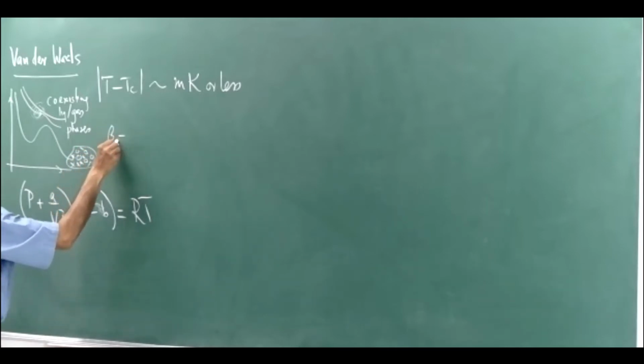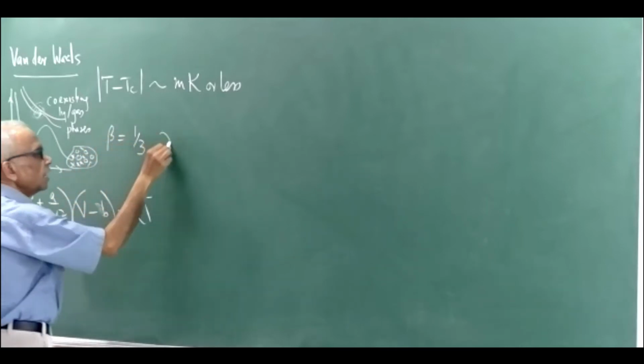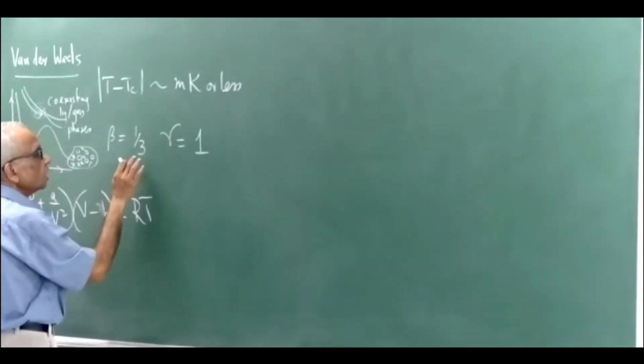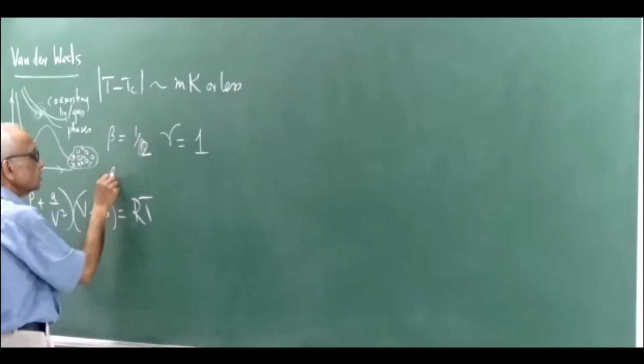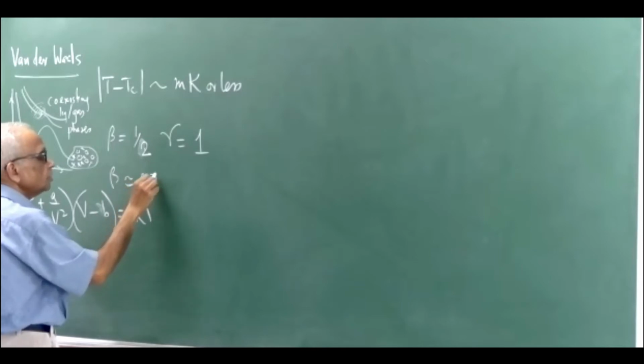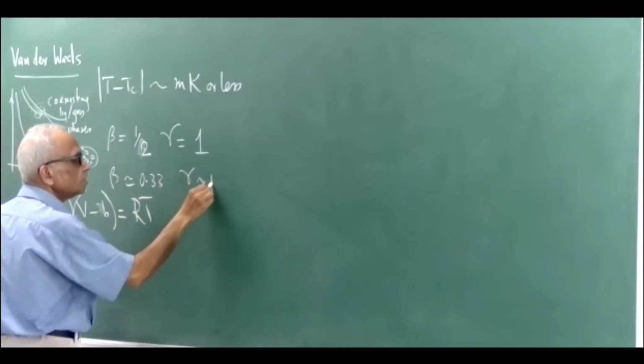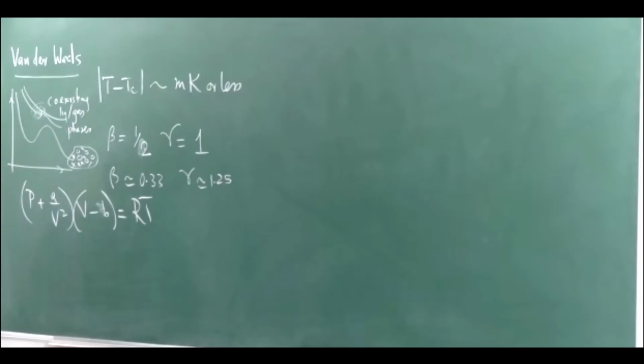It gives you beta equal to 1/2 and gamma equal to 1, instead of beta close to 0.33 and gamma very nearly 1.25. So these are the right results, and this is what it gives. So it captures something, but does not capture everything. What it leaves out is the fluctuation.